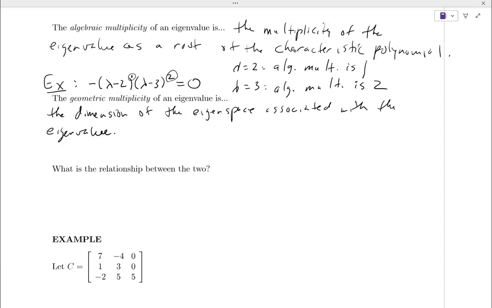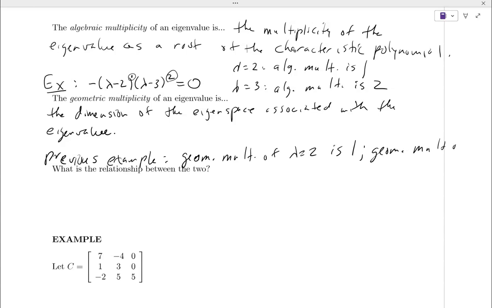You can count basis vectors, or think about it a different way. When you do your row reduction, it's going to be the number of free variables that you see, the number of pivotless columns. So just to write that down for your previous example, the geometric multiplicity of lambda equal to 2 is 1, and the geometric multiplicity of lambda equal to 3 is 2.